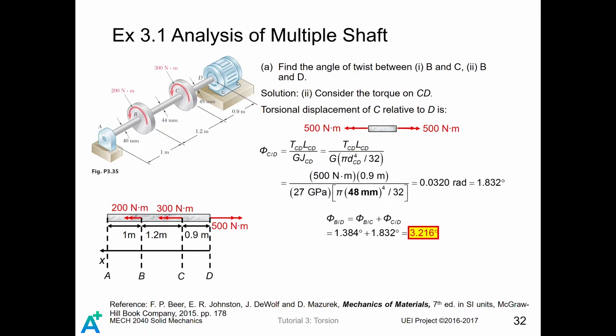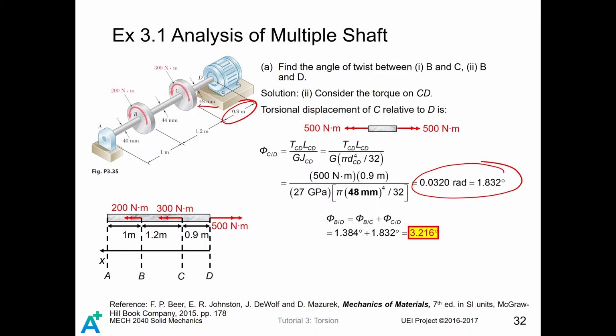member CD divided by the shear modulus times the polar moment of inertia of segment CD. The torque acting on it is 500 Nm. The length of CD is 0.9 meters. The shear modulus is 27 gigapascal, while the diameter of segment CD is 48 mm. Therefore, you can find the torsional displacement of C relative to D, which is 1.832 degrees.